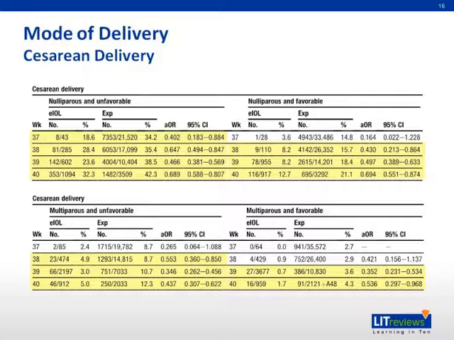In nulliparous women with unfavorable cervix, there is a significant decrease in the amount of cesarean delivery rates from 37 to 40 weeks gestation. In nulliparous and favorable cervix, there is only a significant difference seen in 38 to 40 weeks. In multiparous women with unfavorable cervix, there's a difference seen in 38 to 40 weeks, whereas in multiparous with favorable cervix, there is only significant difference seen in 39 and 40 weeks.